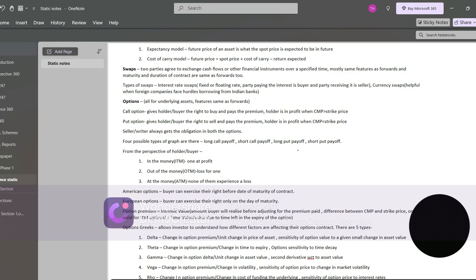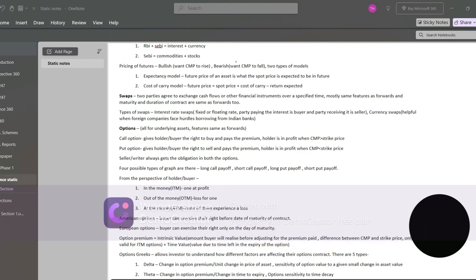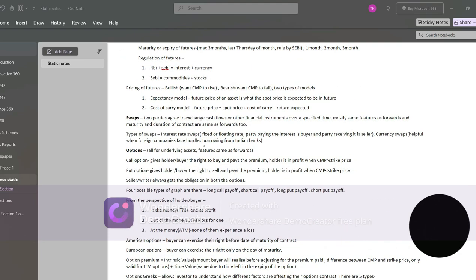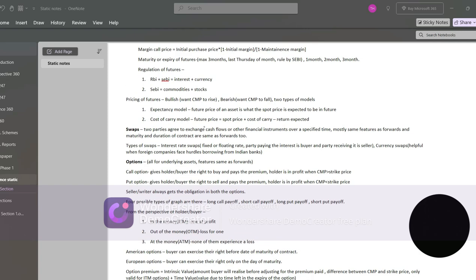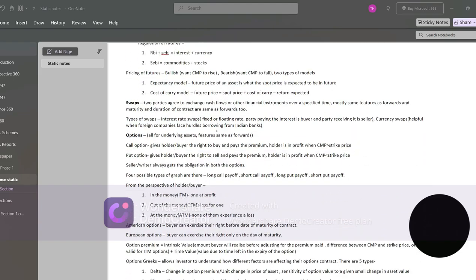Okay, now moving on to swaps. So swaps are kind of an agreement between two parties to exchange cash flows or other financial instruments over a specified time. And as I told you, they have mostly the same features as forwards, and their maturity and duration of contract, everything is similar to forwards. The only difference is that in forwards, the underlying assets are, I think, commodities, and in swaps, the underlying assets are interest rate and currency. Yeah, currency and interest rate are the underlying assets.